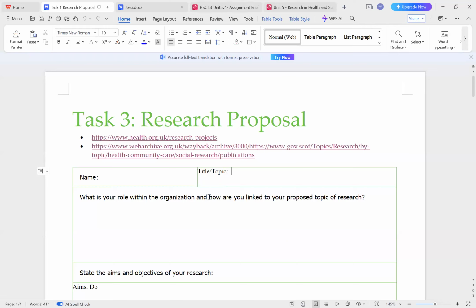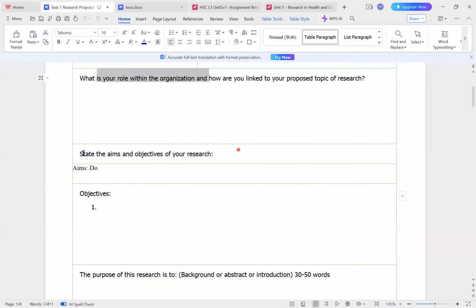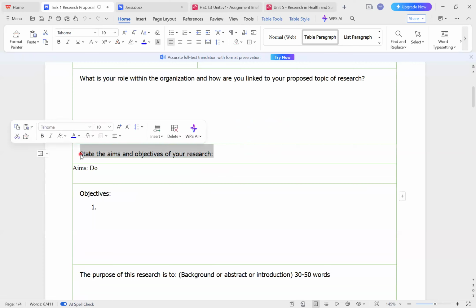What is your role within the organization and how are you linked to your proposed topic of research? This is what you have to write down. State the aims and objectives of your research. An aim is a broader term: what is it that you're aiming to see through your research? And what are your objectives? Your aim would be one, and objectives would be 1, 2, or 3.